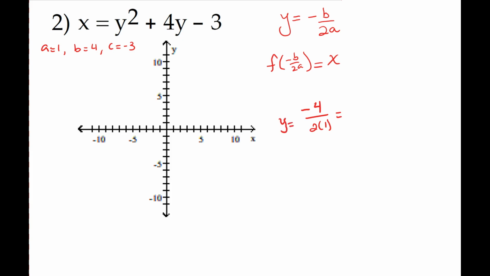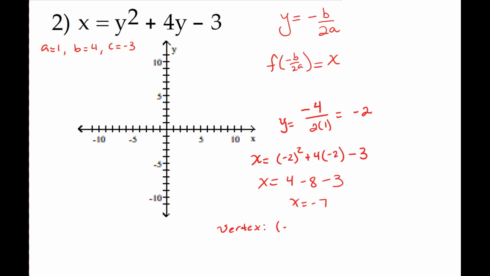So this is our y-coordinate of the vertex. That's going to be -2. So it's really quite simple. Now to find the x-coordinate of the vertex, I'm going to say f of -2. So I'm going to plug in -2 for y, and I'm going to get my x-coordinate. So this becomes 4 minus 8 minus 3. 4 minus 8 is -4, minus 3 is -7. So x equals -7. And so my vertex, and I'm going to write that down, is (-7, -2).